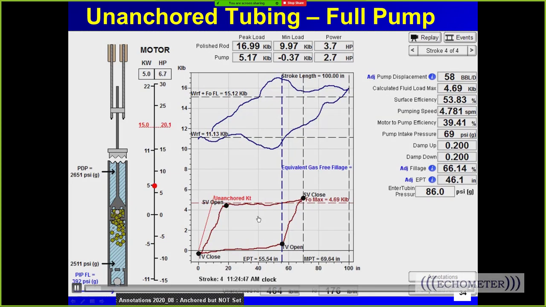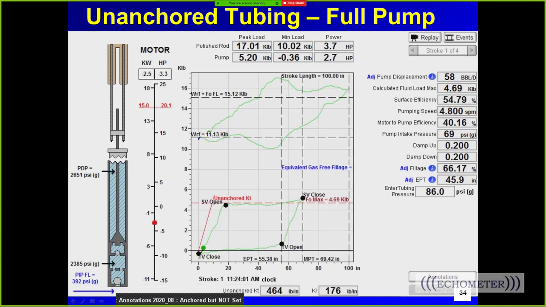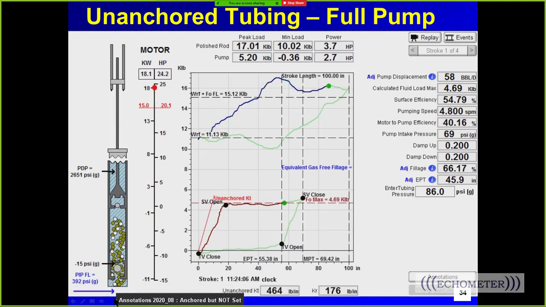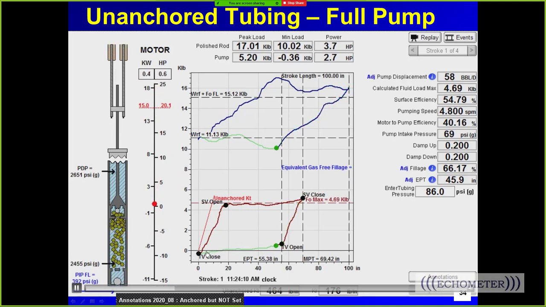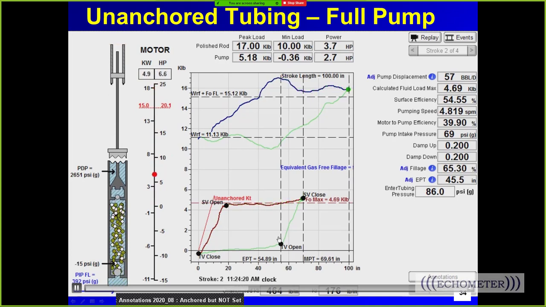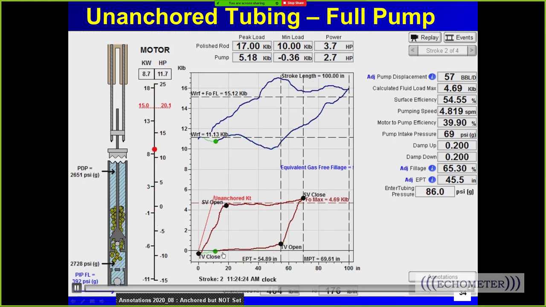Now, this example here is another example. It's anchored but not set. So this pump doesn't have an anchor, and you notice that when we go to pick up the fluid load right here, the tubing moves, and that's due to releasing the fluid load, and it moves back down when we compress the fluid inside the pump.